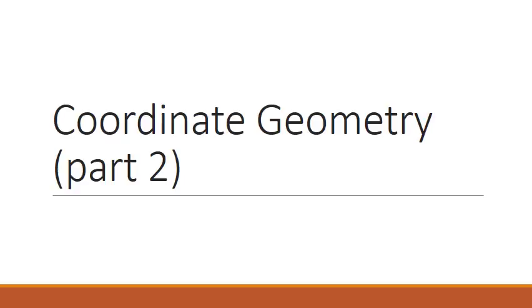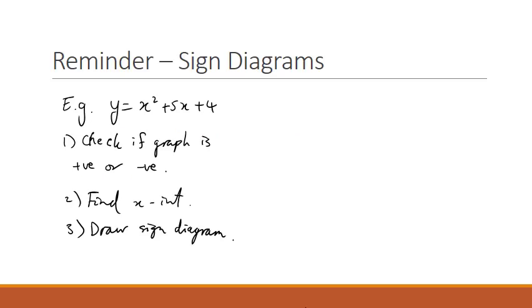We're going to keep looking at coordinate geometry here because there's another half of it. Just as a reminder for sign diagrams, if you have any function given, so this is y equals x squared plus 5x plus 4, you firstly need to check if the graph is positive or negative. To do that, you would actually check the section up here. If that one's positive, then obviously it's a positive graph. If it's negative, then it's a negative graph.